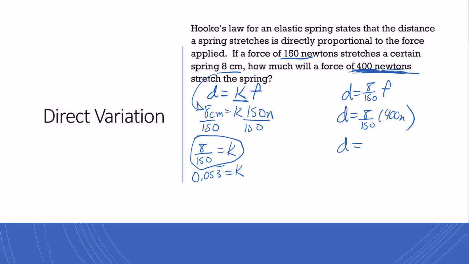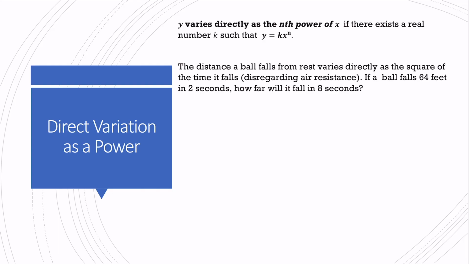My distance is going to be 21.3 repeating centimeters, because we were using measurements of centimeters. So that's our first type of variation. Our first variation is direct. The second is direct variation as a power.